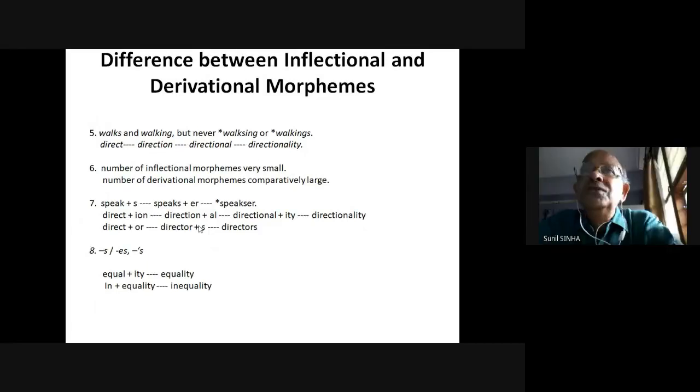So the difference is that we can have more than one derivational morpheme on the same word: direct, direction, directional, directionality. But on one word, we can have only one inflectional morpheme, not more than one. So we can have walks and walking, but never walksing or walkings.